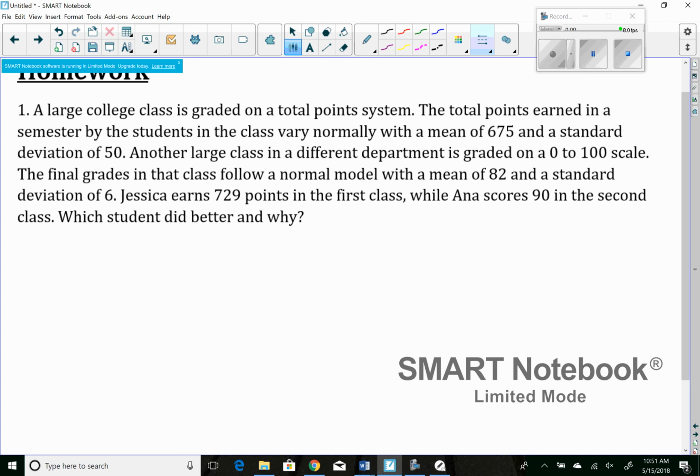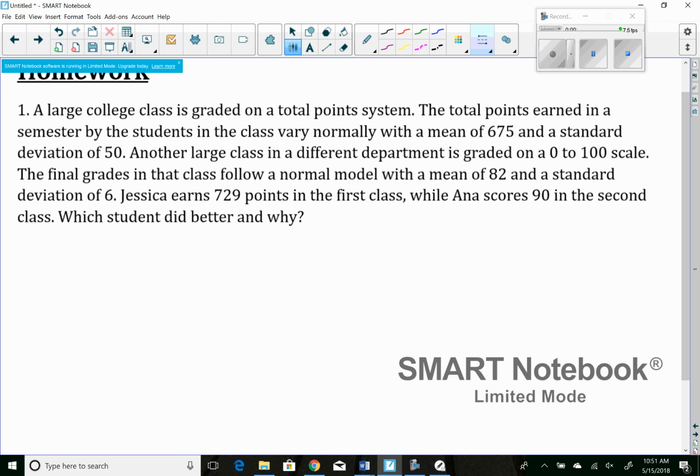So the first question talks about these two different classes that a student's taking. One class is out of total points, and then one class is out of percents. And the two girls, Jessica and Anna, want to see who did better in the two classes. And you can't really compare them because they're out of two different ways. So the only way to compare them statistically is to do this using z-scores. So if I can figure out the z-score for Jessica's points earned and the z-score for Anna's points earned, whoever's z-score is higher winds up saying that that student did better comparatively to her class than the other.